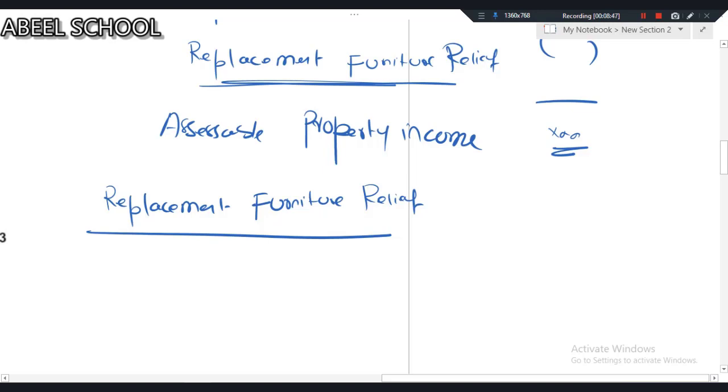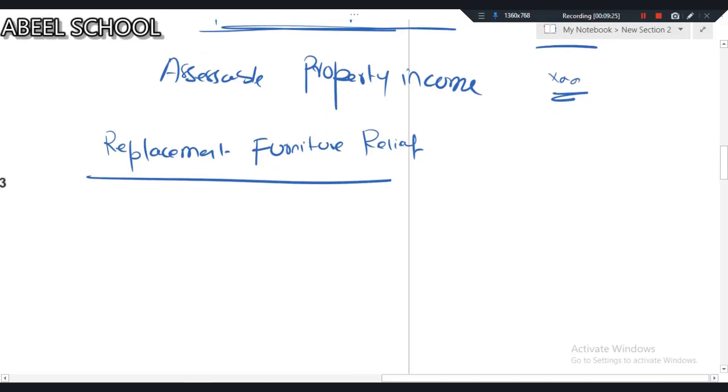So actually, replacement furniture relief is only available when you are replacing the furniture item. When you are initially buying any furniture item, on the initial cost, replacement relief is not available. The initial cost of the furniture you cannot deduct. Look at the name, replacement furniture relief: it is only available on replacement of the furniture item, not when you are initially buying it.